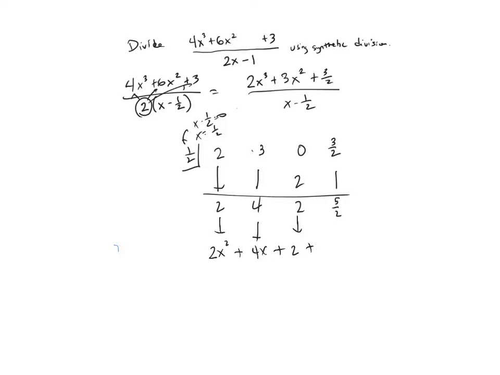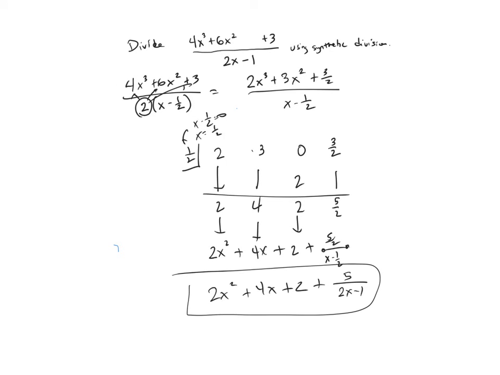Now you could write 5/2 over x minus 1/2, but that's really a pain. Stacked fractions are not fully simplified. So what I'm going to do instead is simplify that fraction at the end. And keep in mind that since you're dividing 5/2 by x minus 1/2, it would basically look like 5 over 2 times x minus 1/2, which is 5 over 2x minus 1. I hope this helps.